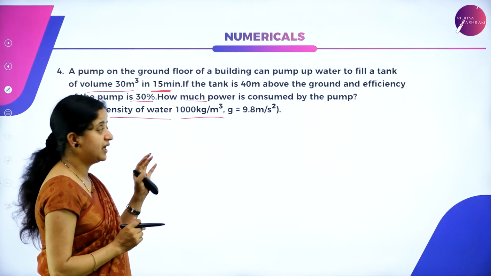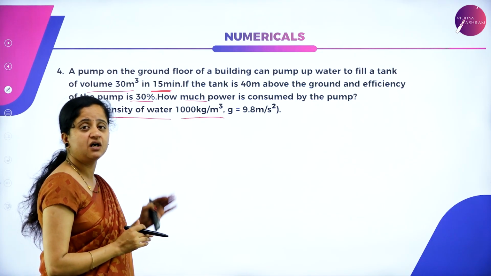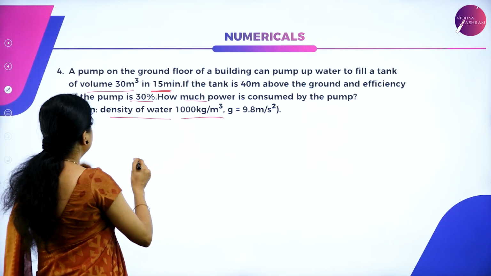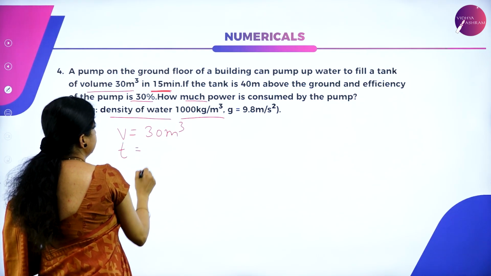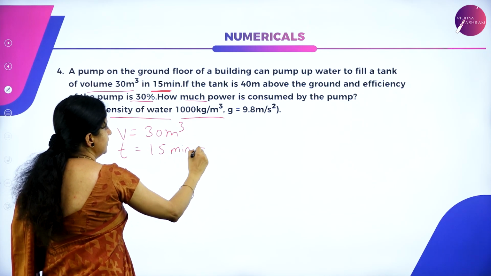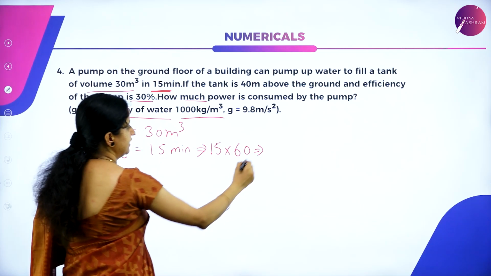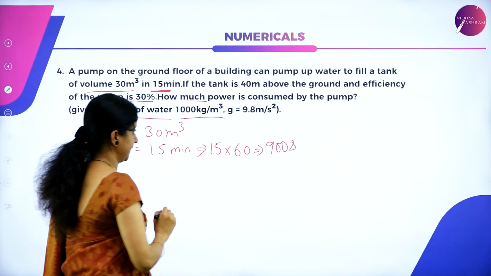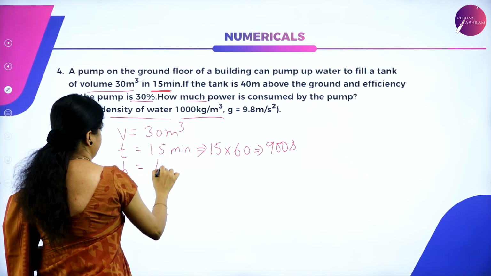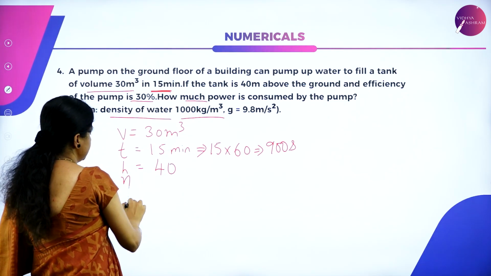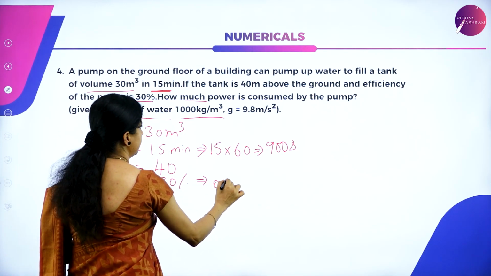As I always say, we have to check the relevant data given to find the solution for the respective problem. So, let us now write the data given in this problem. The volume of the tank is given as 30 meter cube and the time taken is 15 minutes. We have to convert this into seconds, that is 15 into 60, which is 900 seconds. The tank is 40 meter above the ground, that is H is equal to 40 meter, and the efficiency, denoted by the symbol eta, is 30%, which is nothing but 0.3.